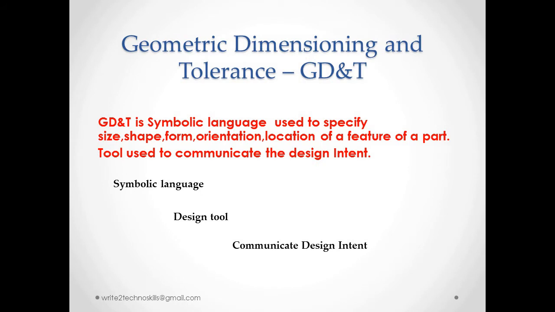So what is GD&T? Geometric Dimensioning and Tolerancing is the full form of GD&T. It's a symbolic language which is used to specify the size or the feature, that is shape, form, orientation or location of a feature in a part. It is also used as a design tool which communicates the design intent. So in simple words, GD&T is nothing but a symbolic language and design tool, and it communicates the design intent.